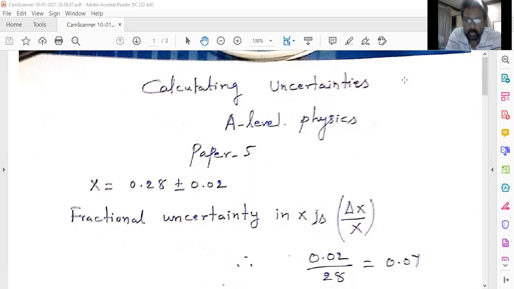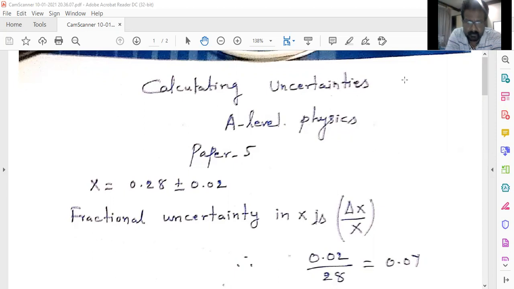Today we are going to look at a very interesting concept, that is calculating uncertainties. So this is very important for paper 5. Every student who is doing A-level should understand how to calculate the percentage uncertainties and fractional uncertainties and absolute uncertainties. So that's what we are going to look at today.